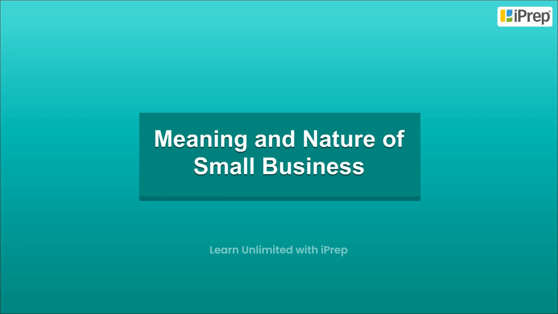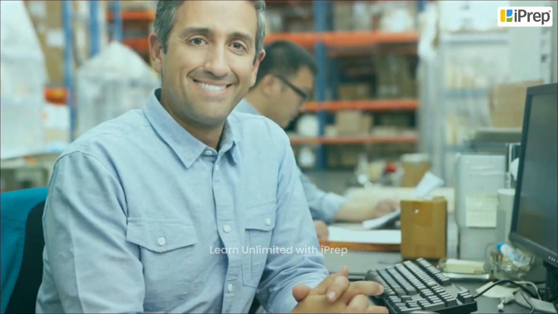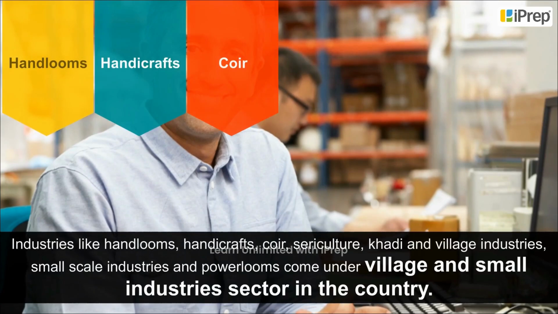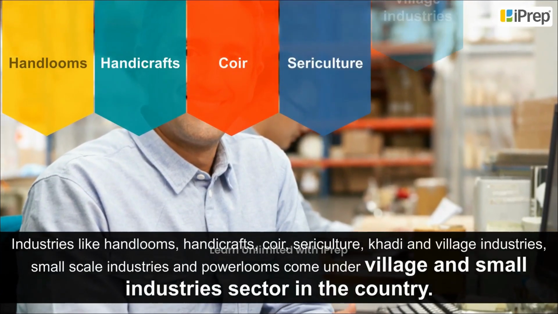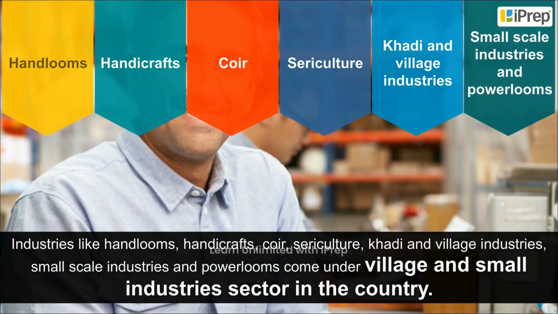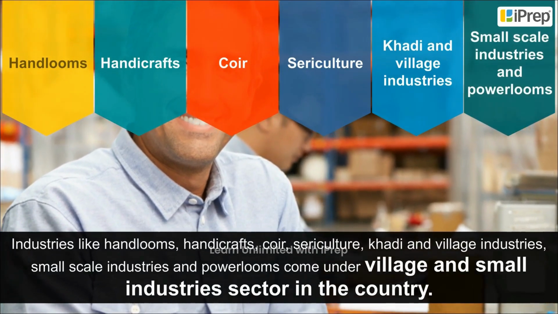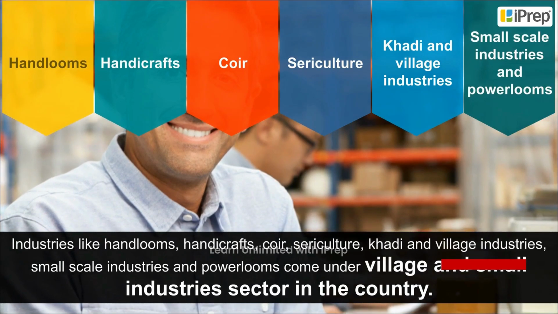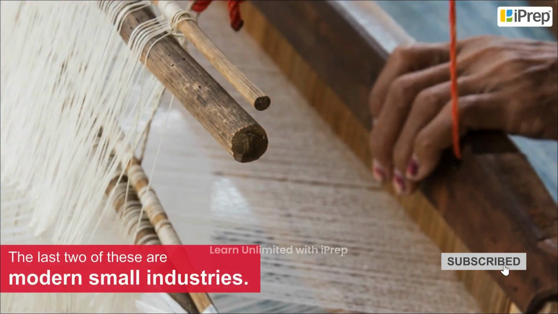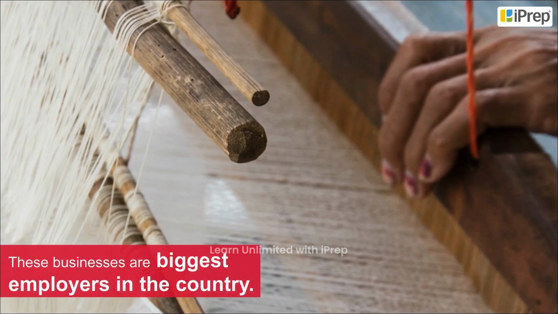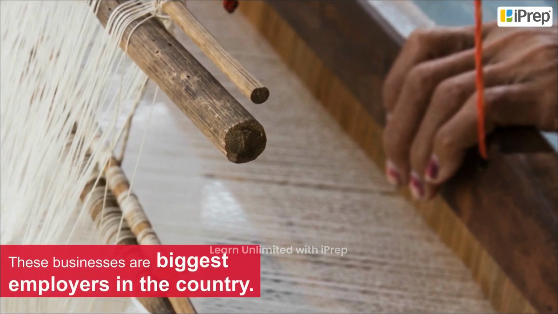Meaning and nature of small business. Industries like handlooms, handicrafts, coir, sericulture, khadi and village industries, small-scale industries, and power looms come under the village and small industries sector in the country. The last two of these are modern small industries. These businesses are the biggest employers in the country.